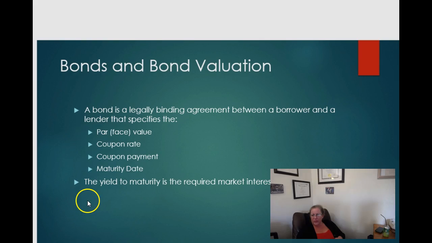In addition to the coupon rate that's listed on the face of the bond, there is another interest rate that you need to understand, and that is the yield to maturity. That is the required market interest rate on the bond. So there are two interest rates, the coupon rate and the market rate. And it's important to know the difference between each of those.